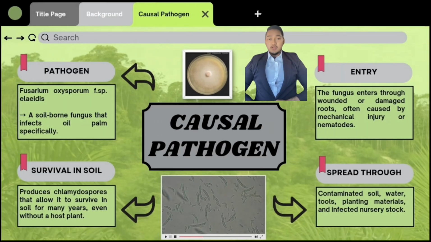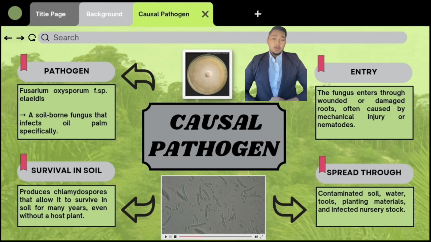So, Fusarium wilt disease in oil palm is caused by a fungus called Fusarium oxysporum. This fungus lives in the soil and can survive for many years. It also infects the oil palm through the roots and moves up into the stem through the plant's water transport system, which we call the xylem. Once inside, it blocks the flow of water and nutrients, and this is what causes the plants to wilt and slowly die. The fungus can spread through infected soil, water, planting materials and also tools.